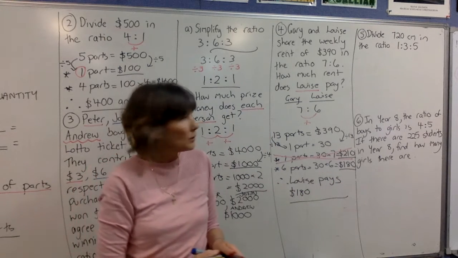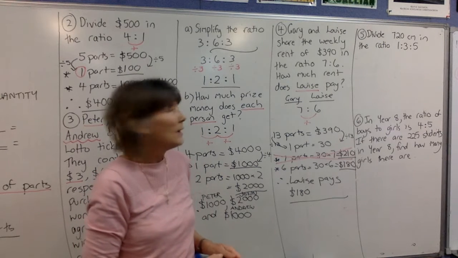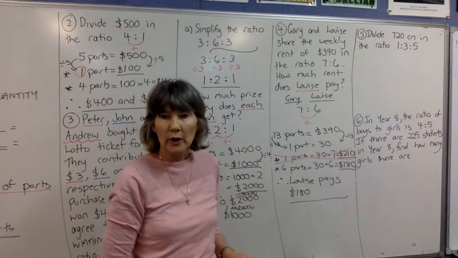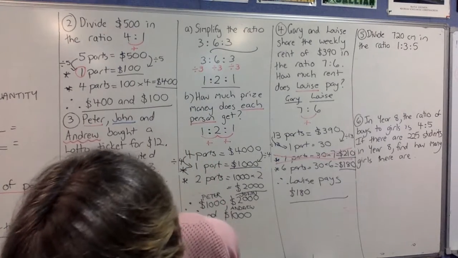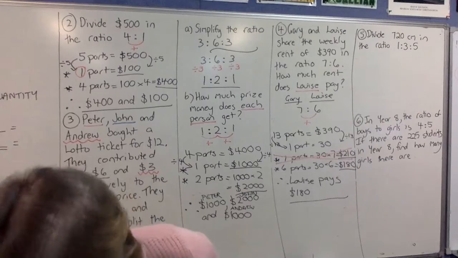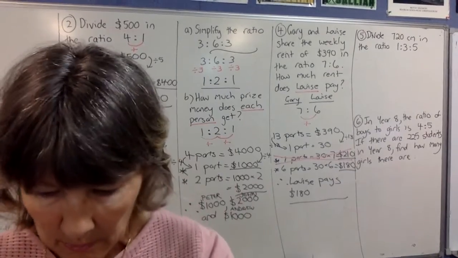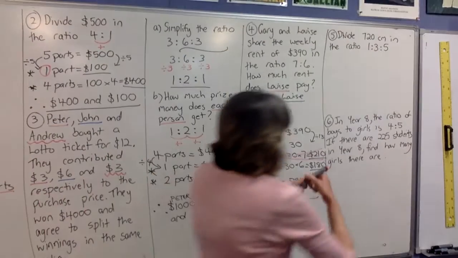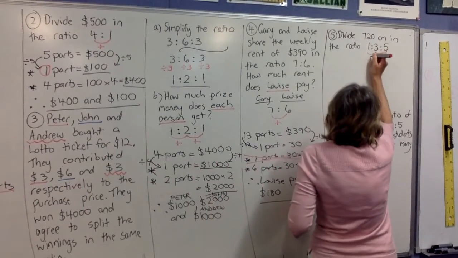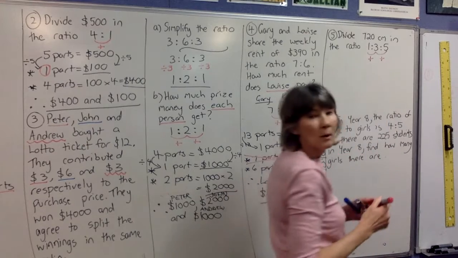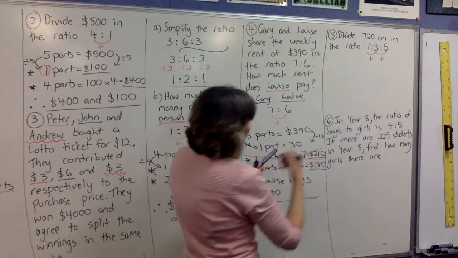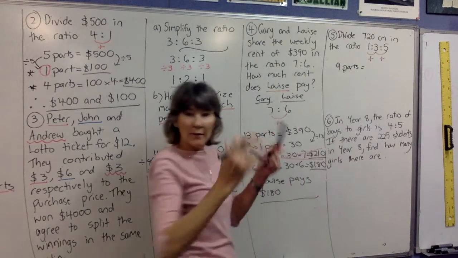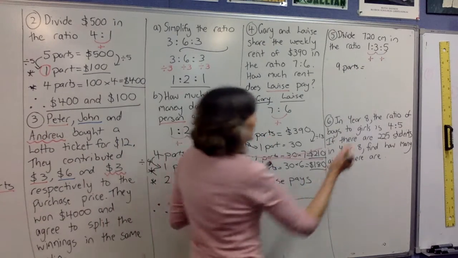Okay, so let's look at the next question. We're dividing 720 centimetres in the ratio 1 to 3 to 5. Okay, so this time we're going to be adding up the 3 numbers in the ratio. Okay, so if we have a look here, add those up. 1 plus 3 plus 5 is 9. So we have 9 parts in our ratio, and it's 720 centimetres is the full amount we're trying to split up.